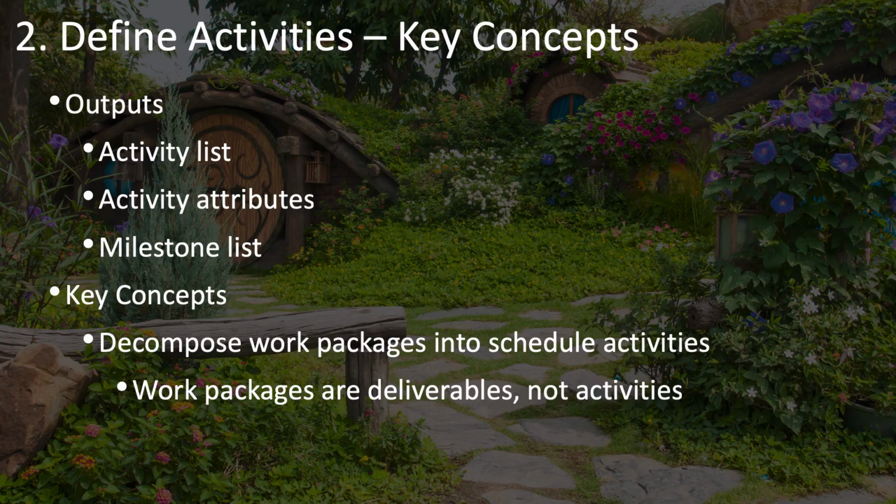Once you have your schedule management plan in place, that will give you the guidance and direction and rules that you need to follow the remainder of the schedule management activities, particularly for planning, starting with the define activities process. The outputs of the define activities process include primarily the activity list, of course, and the activity attributes to go along with that activity list, and a milestone list.